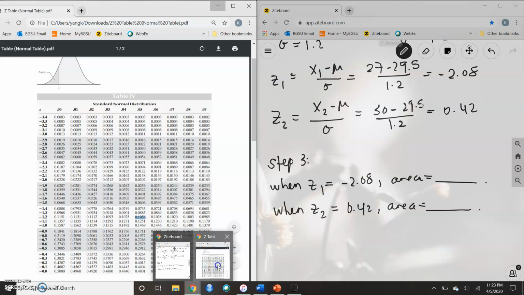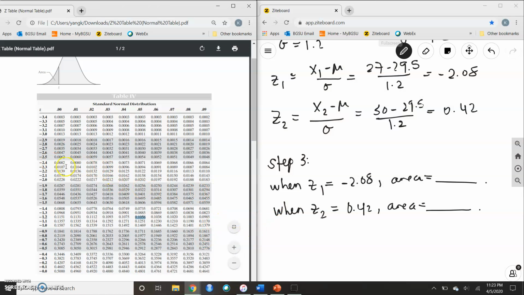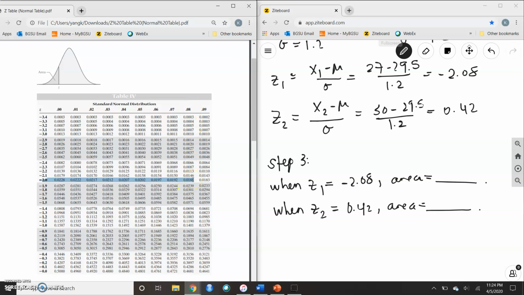So let's look at the z-score table. z1 is -2.08, so we're going to be looking at the side with the negative values. So -2.08 is going to be this value right here. So -2.0, hundredths decimal number is 8. So when the z-score is -2.08, our area is 0.0188.